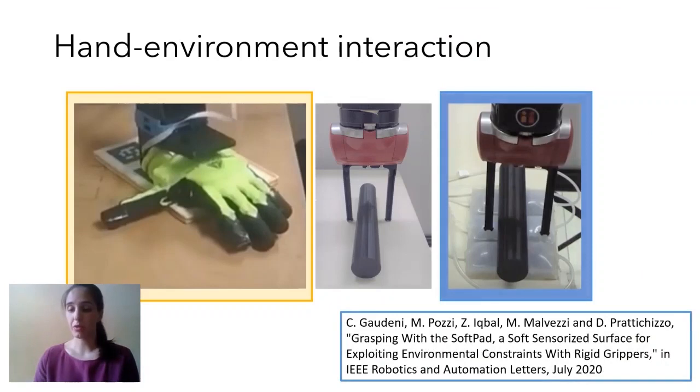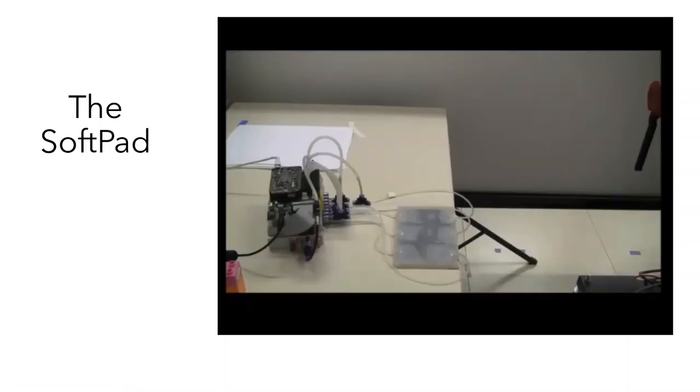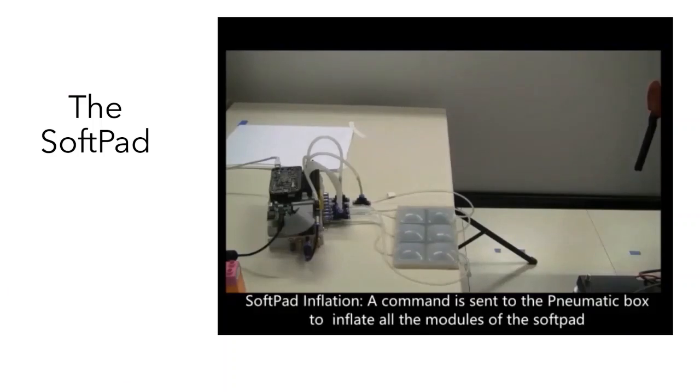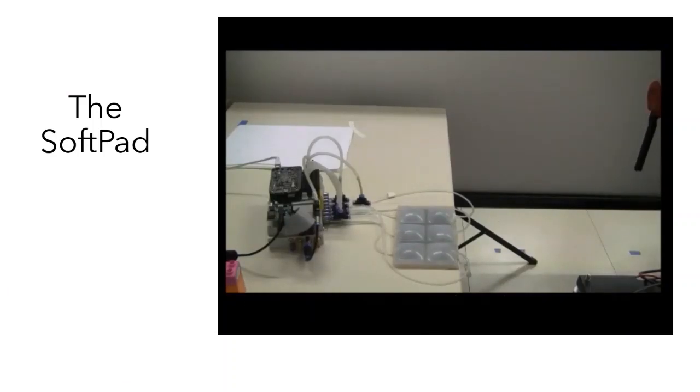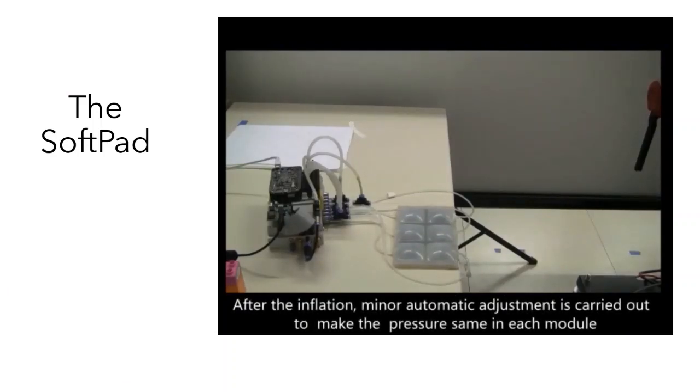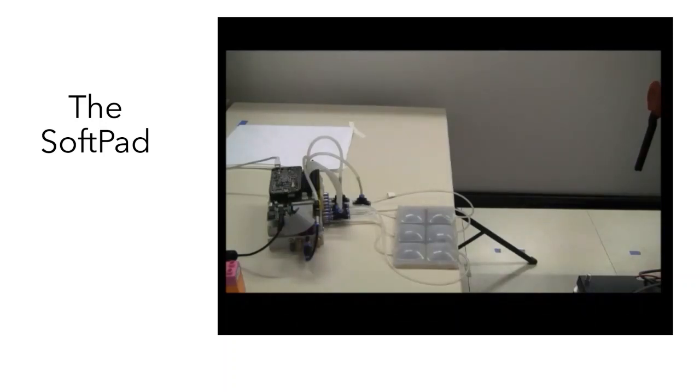In the second work I will talk about, we present a device that is called SoftPad, that is a soft layer that enables a soft and safe interaction between a rigid gripper and the environment beneath the object to be grasped. The SoftPad is a matrix of pneumatic modules made of silicone. Each module is connected to a pressure sensor, and based on pressure variations, we can actually detect when an object is placed over the SoftPad.